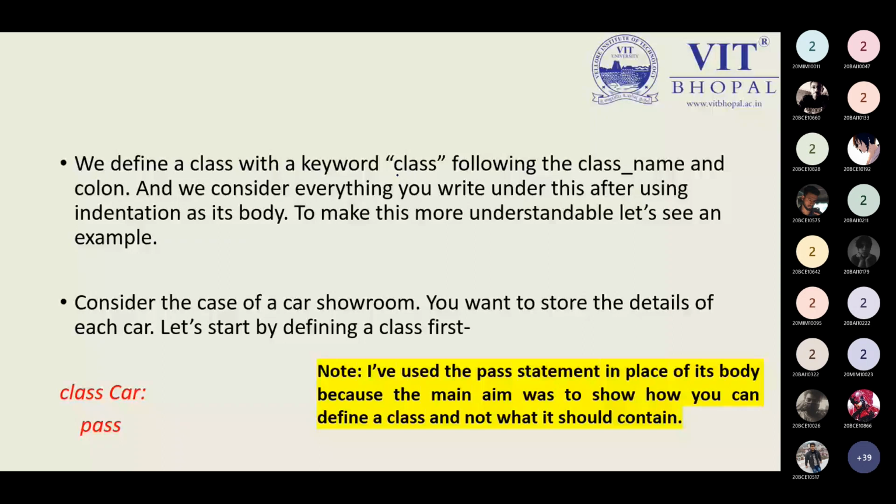Rather than going through the theory portion, I would like to explain the practical part right now, so focus on this concept. This class is a keyword, and this car is a class name, and this pass is nothing. Okay, pass itself is a keyword. So what is the role of this pass? In Python programming we have a little bit different approach, so we will understand from the very beginning.